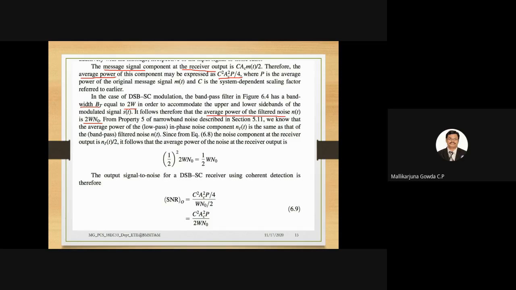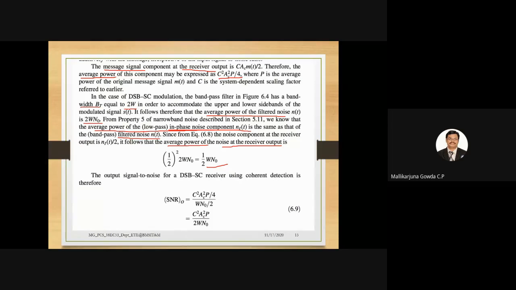So the average power of the low-pass in-phase noise component will be the same as that of the filtered noise N of T, right? So with that, I can find out the average power of the noise at the receiver output, which is equal to (1/2) whole squared into 2 W N naught. So it becomes 1/4 into 2 W N naught. The 2s cancel, so it becomes 1/2 W N naught, the average power of the noise at the receiver output.